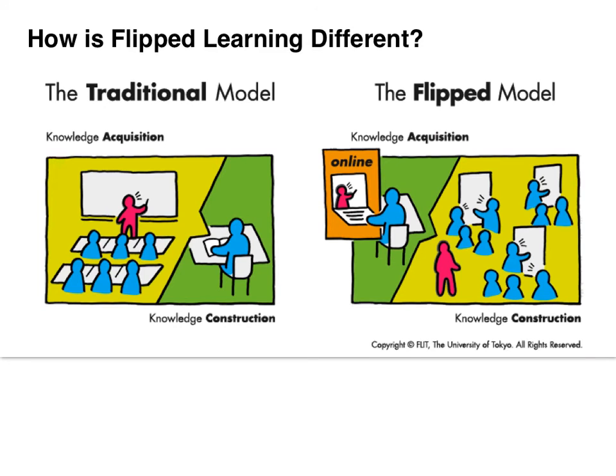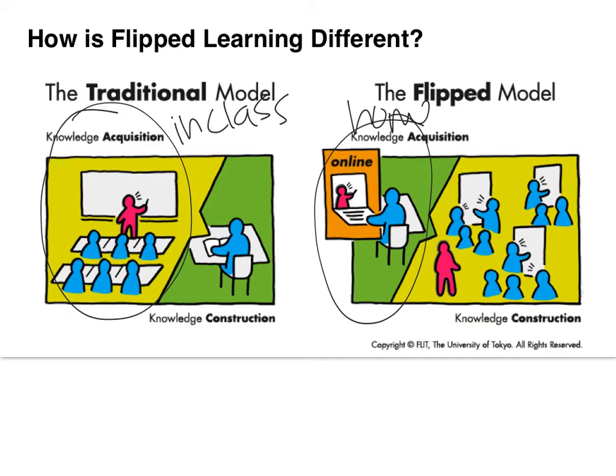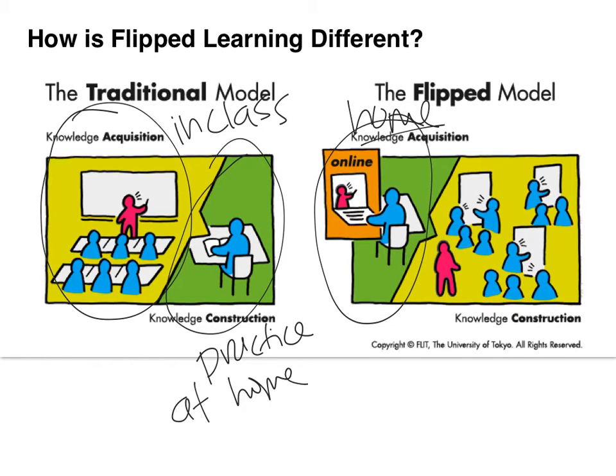So how is flipped learning different from traditional classrooms? Well, in flipped learning, we're going to take this knowledge acquisition that was normally done in class, and we're going to do this at home. So like you're doing now, maybe students will watch videos or read something from the text and summarize it in some way. And then the knowledge construction, things like practice problems, discussions, debates, are all done at home in traditional models, but in the flipped model, practice is done in class.